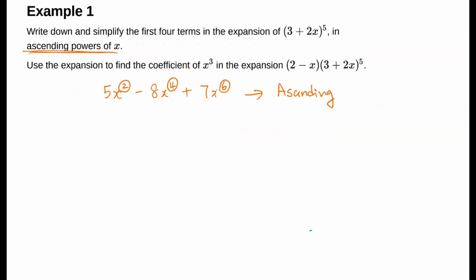On the other hand, if I have something like maybe 10x to the power of 12 plus, say, 15x to the power of 10 minus maybe 2x to the power of 8, then this is descending powers of x because it went from 12 to 10 to 8.